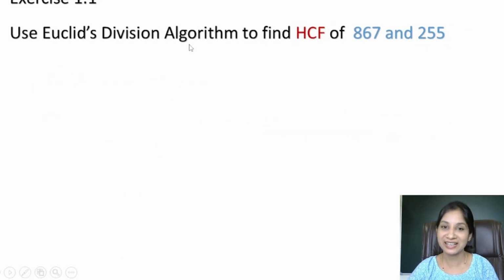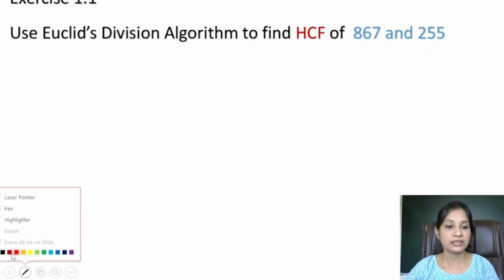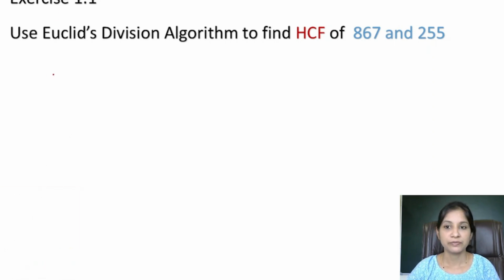Here is our third example. Use Euclid's division algorithm to find the HCF of 867 and 255. Here 867 is the bigger number, so we are dividing this by 255. So our first process is 867 divided by 255. Okay, so it goes 3 times.